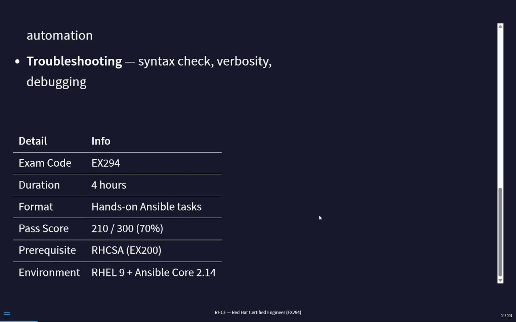Look at the exam details. Exam code EX294. You get 4 hours, more than most Red Hat exams. The passing score is 210 out of 300, which is 70%. The prerequisite is RHCSA. You must hold a valid RHCSA before registering for the RHCE. The environment is RHEL 9 with Ansible Core 2.14.